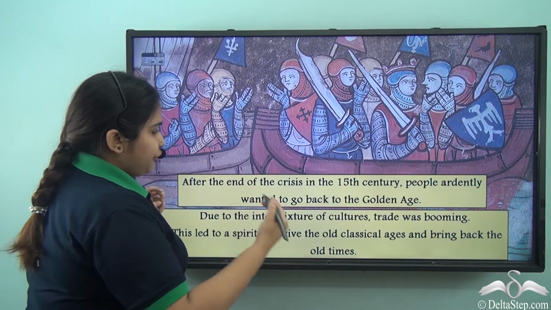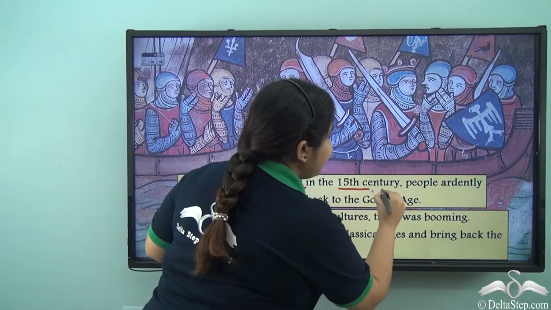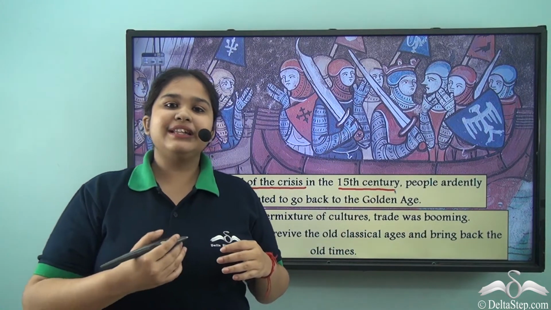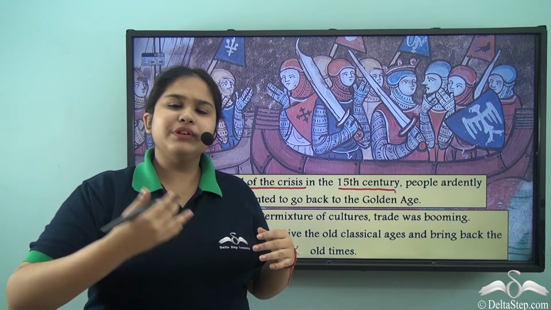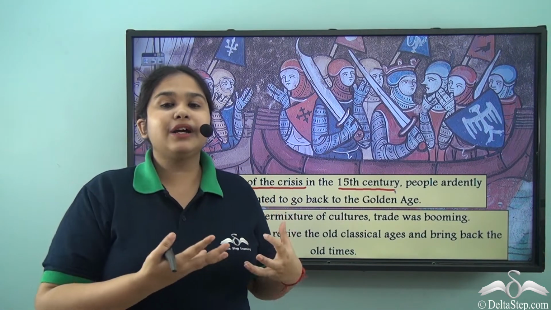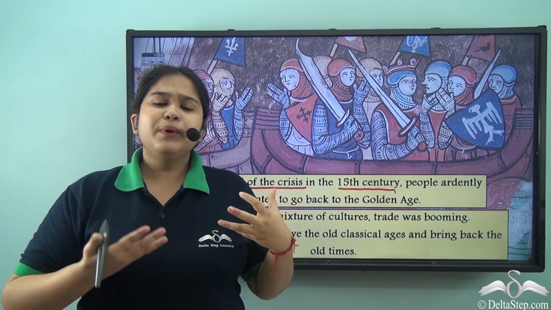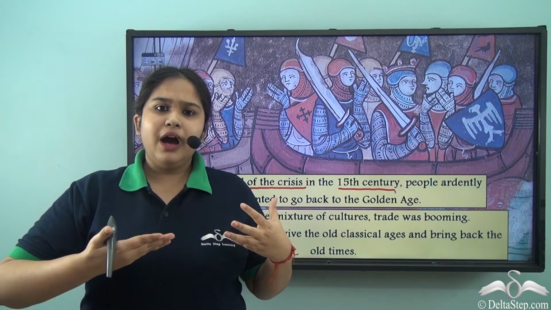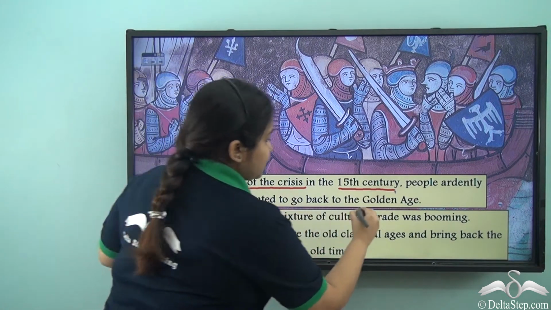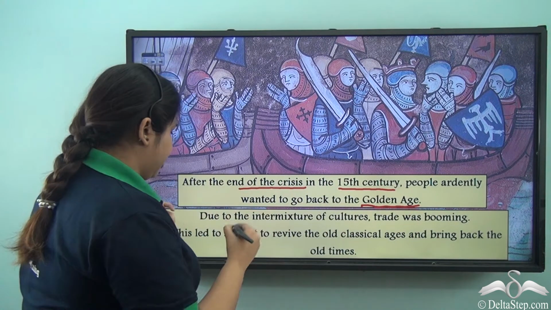So after a point of time, the crisis also ended, which was around the 15th century. And now when people started to migrate, they started to settle in several places. People essentially wanted to go back to the older ages, to the ages of classical antiquity, when there was an amount of stability, an amount of peace, right? So they wanted to go back to the golden age, that is the age of antiquity.